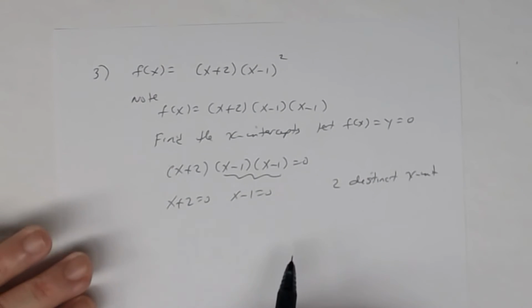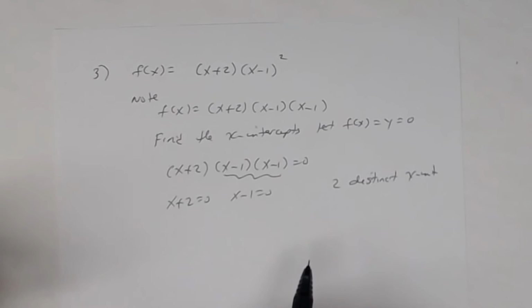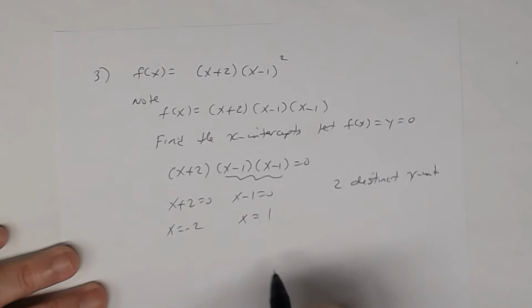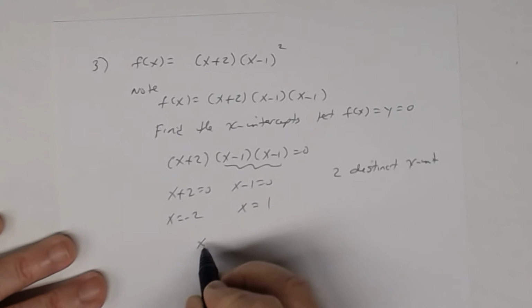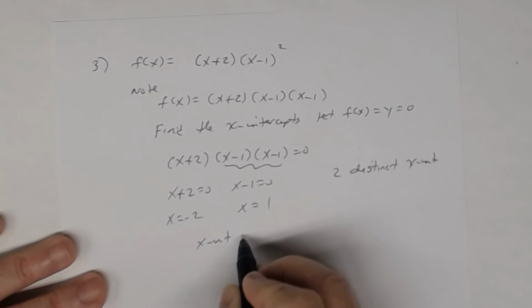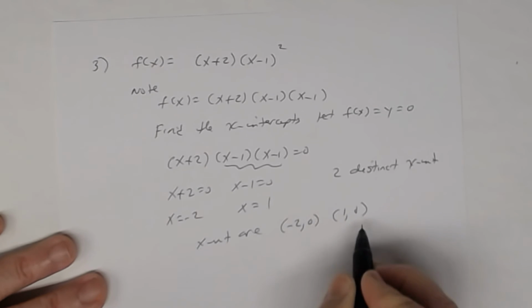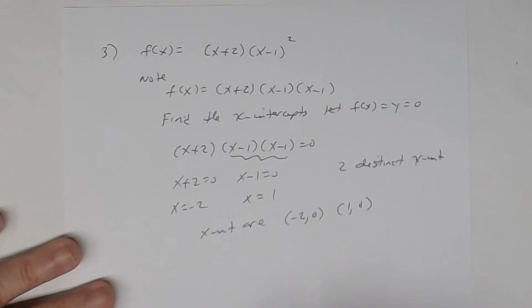So the graph's going to cross or touch, I'm going to use the word touch here, the x-axis twice. So once when x is negative 2 and once when x is 1. So your x-intercepts as ordered pairs are (-2, 0) and (1, 0). All right, now let's go ahead and find the y-intercept.